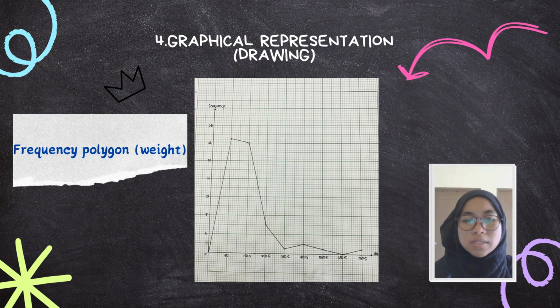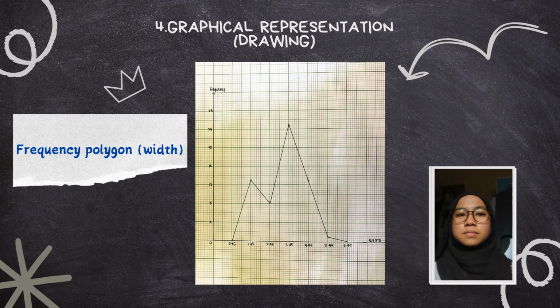Next graph, we use a frequency polygon for weight. Look at this graph. Part C1 refers to frequency and part CX refers to weight. Midpoint 50, we got 25. Midpoint 150.5, we got 24. And 250.5, we got 6. And 350.5, we got 1. And 450.5, we got 2. And 550.5, we got 1. And 650.5, we got 0. 750.5, we got 1.